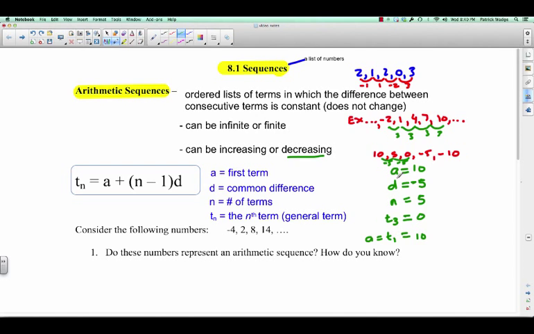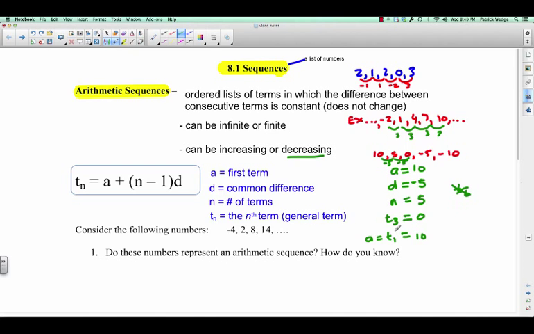Some books actually don't use A. They use T1 instead. I kind of like that, actually, using T1 instead. But your workbook uses A, so we'll use it. What if I had T6? Wouldn't make any sense. This is a finite sequence, and it stops after 5. So that doesn't make sense.